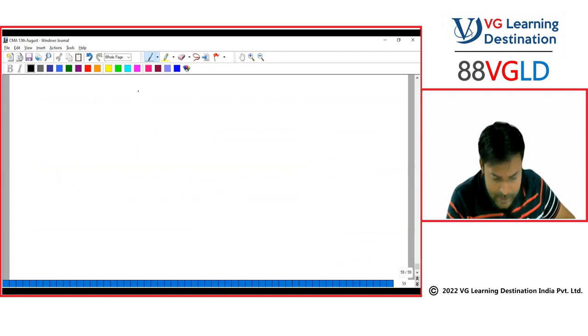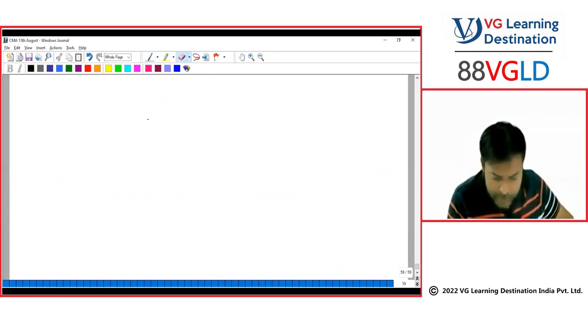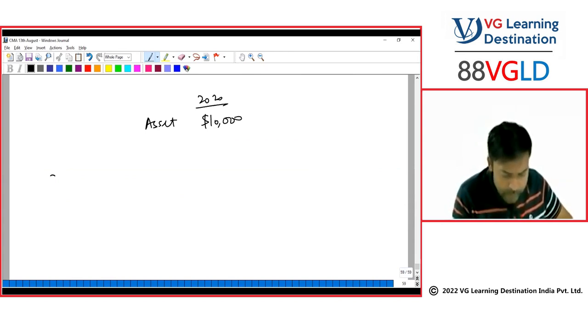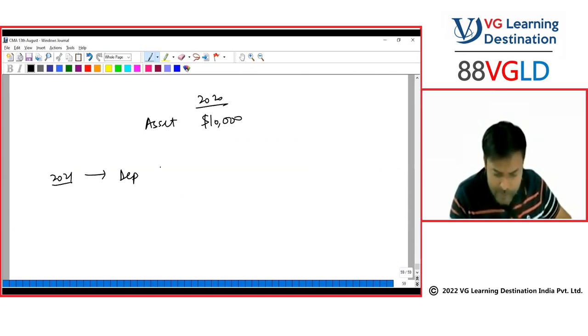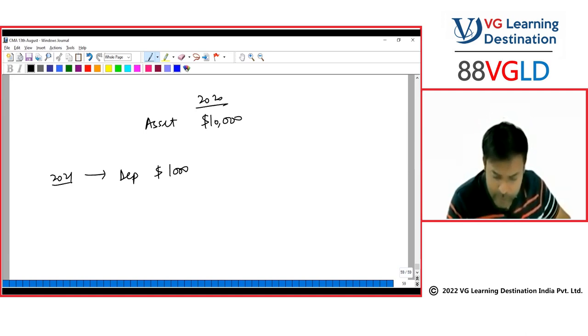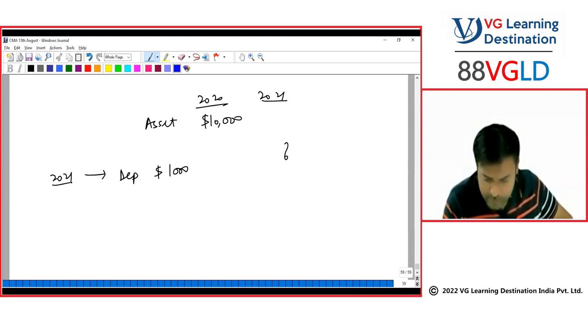Let's say asset value. Let's say previous year 2020 asset value is $10,000. During the current year 2021, you are supposed to charge a depreciation of, let's say, $1,000. That means what should be the value here in 2021? Ideally, what should be the value in 2021? 9,000, right? It should be 9,000.